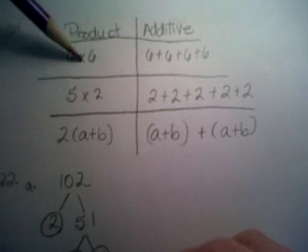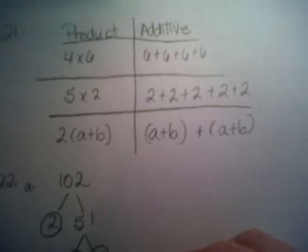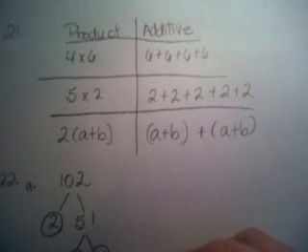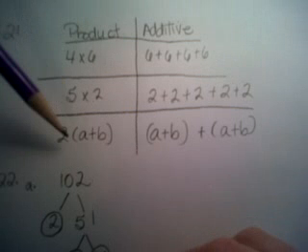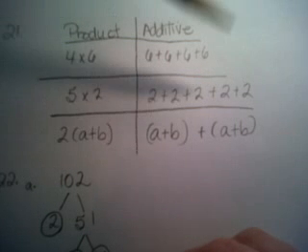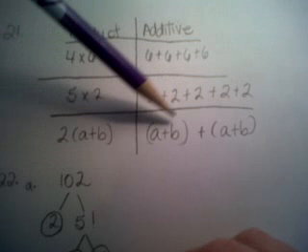Here's the product form. There's the additive form. So 4 times 6 is the same as adding 6 4 times. 5 times 2 is the same as adding 2 5 times. 2 times a plus b is the same as adding a plus b 2 times.